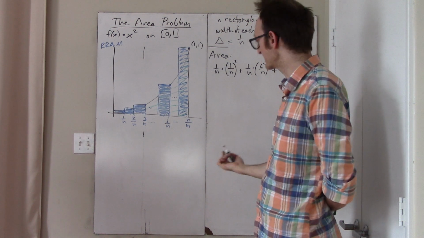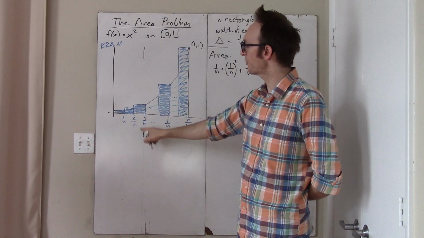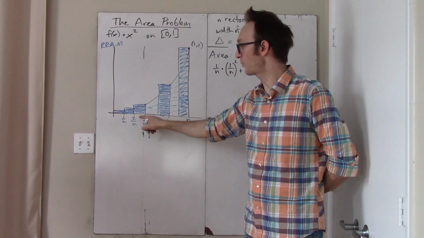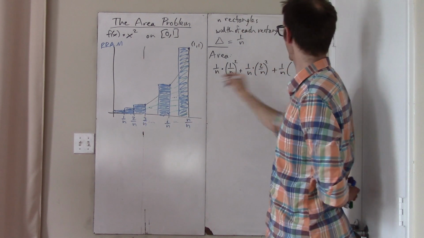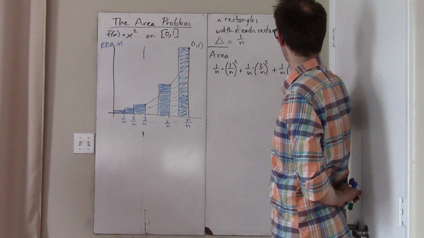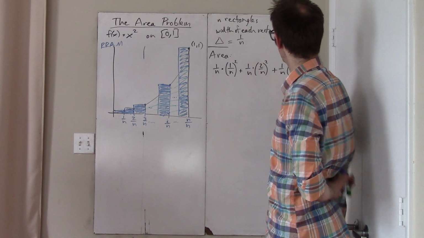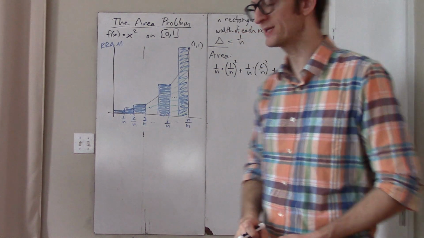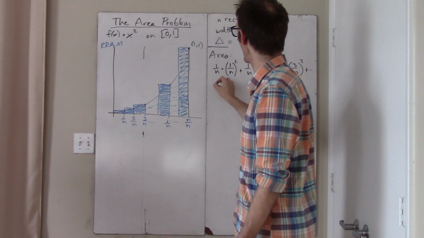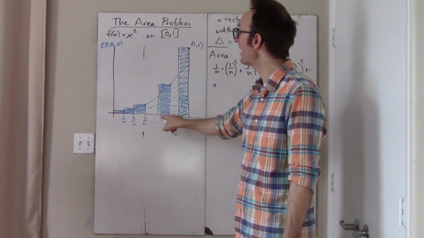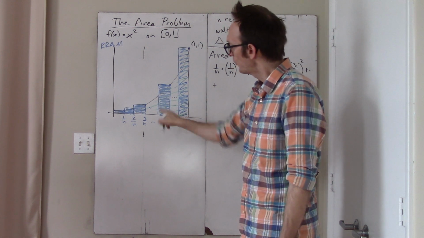And so actually this is exactly like what we did before. The third rectangle will be the width of the rectangle, which is 1 over n times 3 over n squared. And in fact, this is exactly what happened before, except in this case, before we had 6, now we have n. Okay, and now we get to the sort of generic one, the ith rectangle.